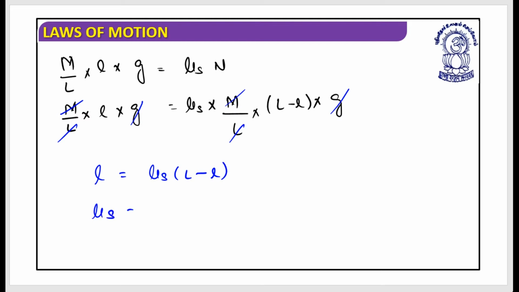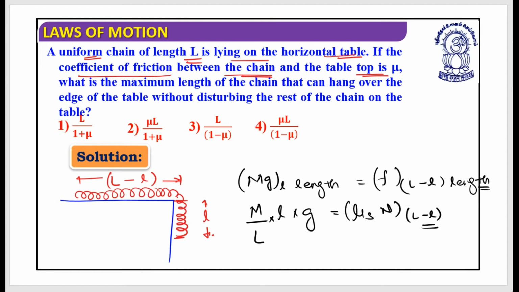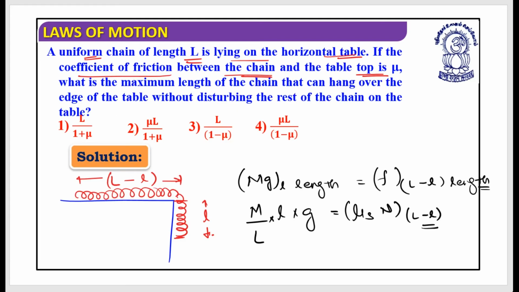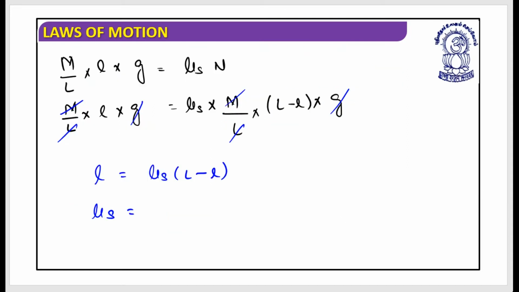So this mu s, what is the maximum length? Length is required. So this l is equal to mu s into bracket L minus l. So let's just solve this.